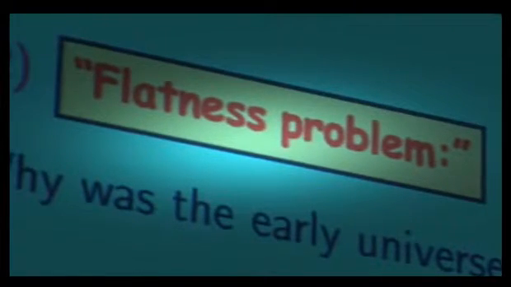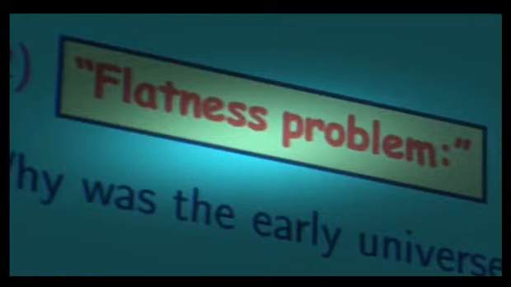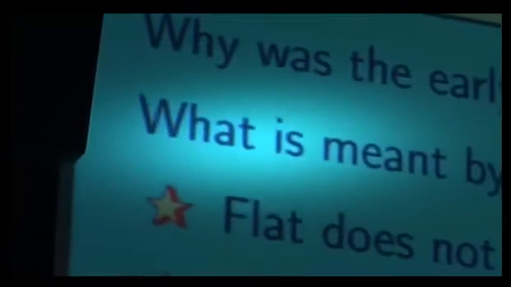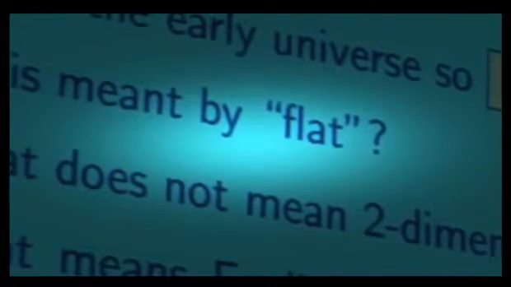The second is what's usually called the flatness problem, for reasons that you'll see shortly. It's basically the problem of explaining why the early universe was so flat. By flat, I, of course, do not mean two-dimensional, as sometimes audiences assume that I meant. By flat, I mean Euclidean, because according to general relativity, space-time is fundamentally non-Euclidean. But our universe is incredibly close to Euclidean, and why it's so close to Euclidean is basically what this flatness problem is all about.